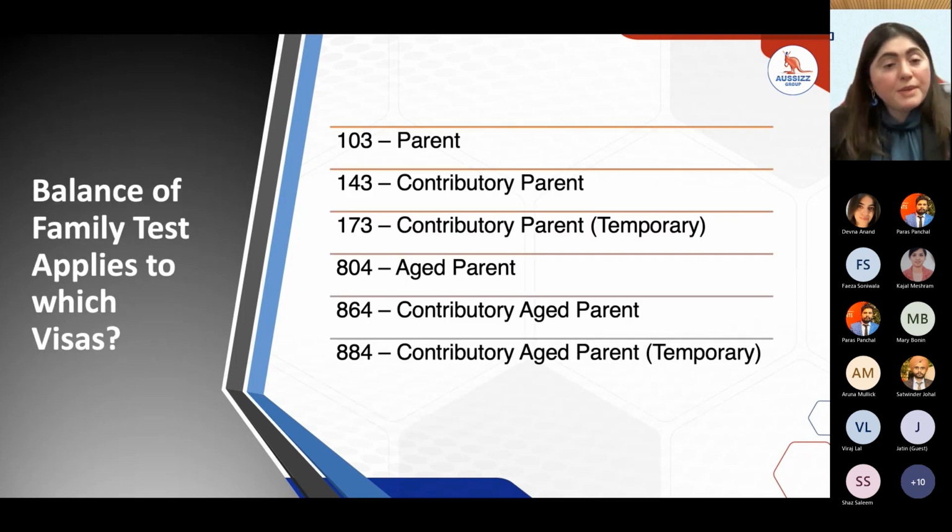Now, when we spoke about the balance of family test, which visas they are applicable to is very important. The 103 parent visa, 143, 173, 804, 864, and 884. These are the visas that you must be eligible for, and you should meet the balance of family test. Balance of family test, as I explained, 50% of the children must be resident or citizen.